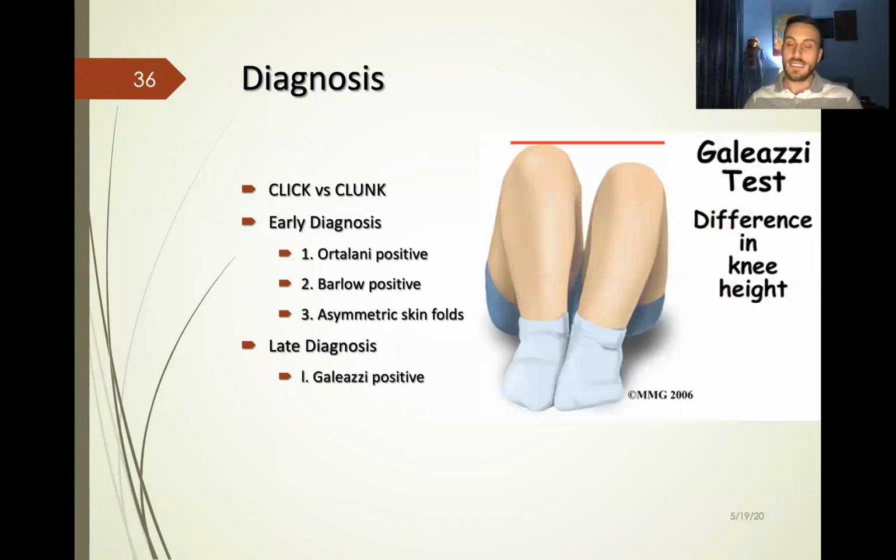Late sign is called Galeazzi. What's the Galeazzi test? Flexion of the hip, flexion of the knees, and you can see a difference in the length of both of the limbs. It's an apparent difference. It's not true because the hip is dislocated. When you relocate the hip, the length will be okay.